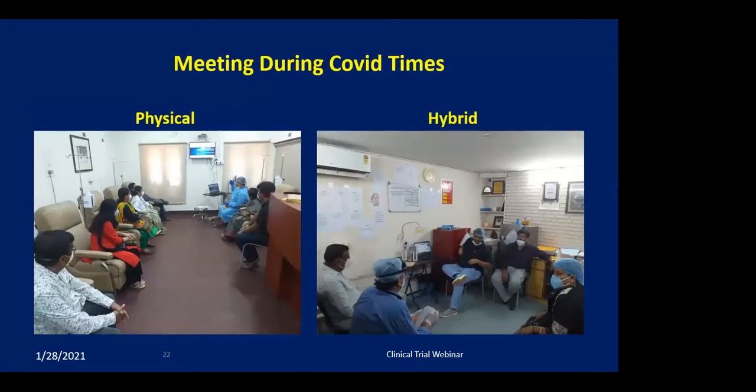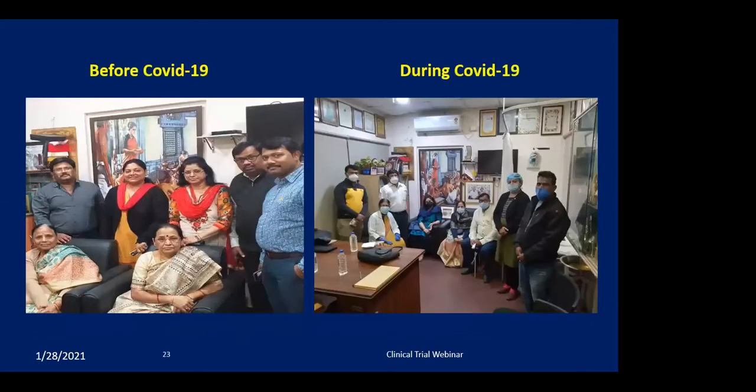So meetings during the COVID times: we had 2 physical meetings, and on the right hand side you can see a hybrid meeting where 4 members are present and 5 are online. Next, on Zoom. Before COVID-19, these are my EC members, and these are the EC meetings that happened during COVID-19. Next.